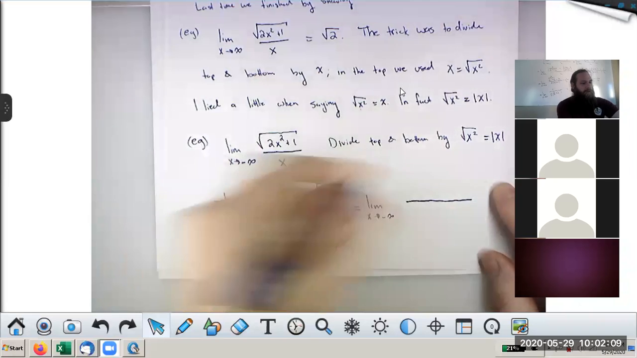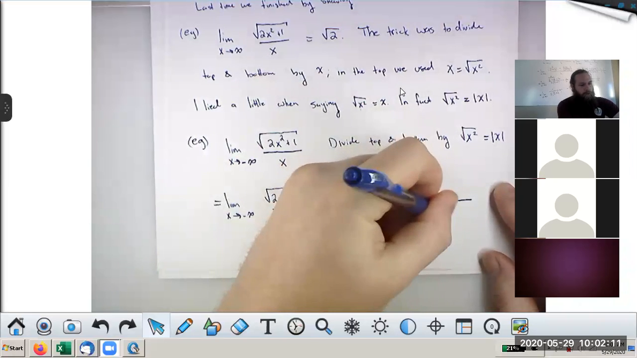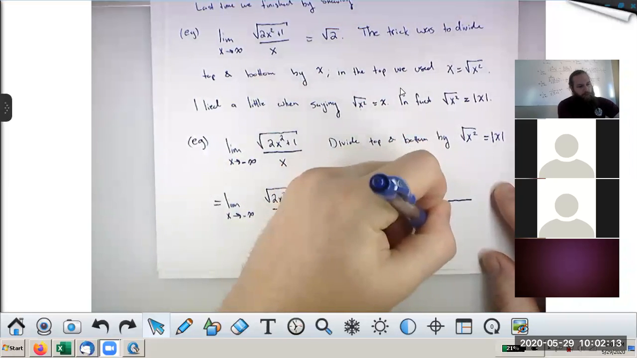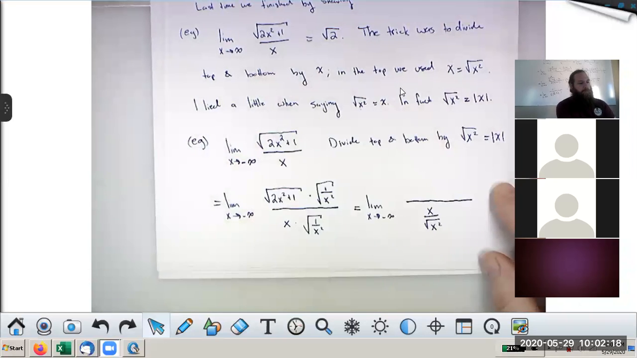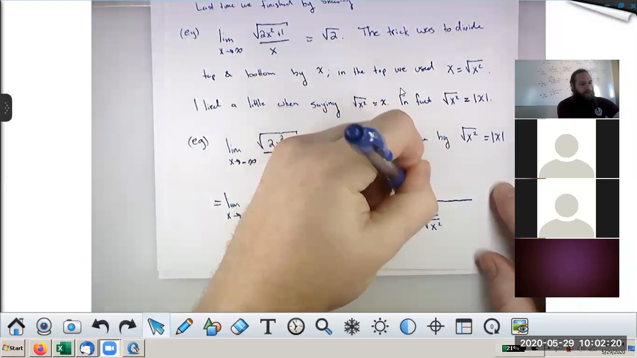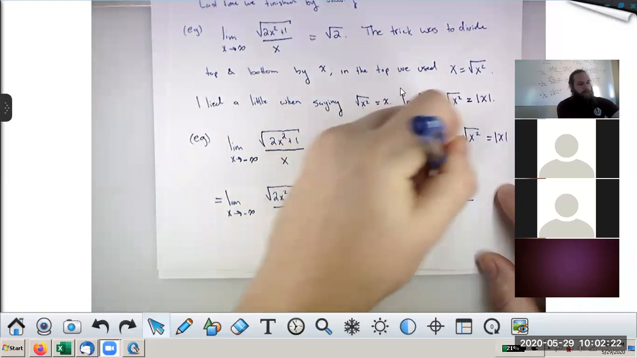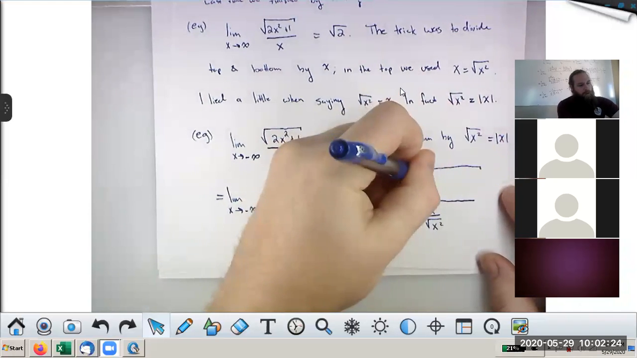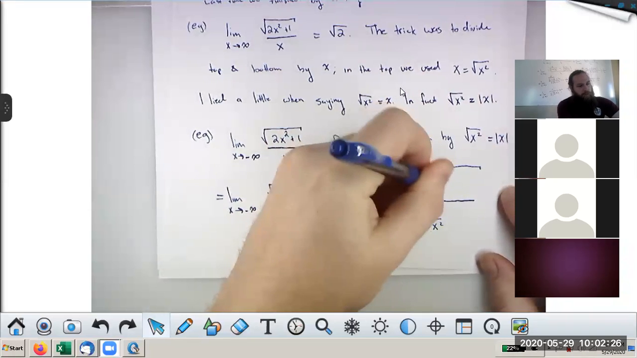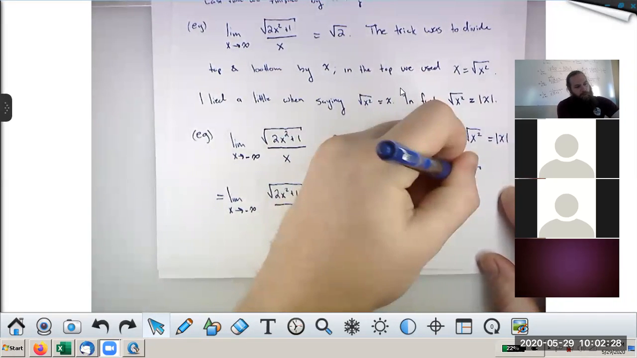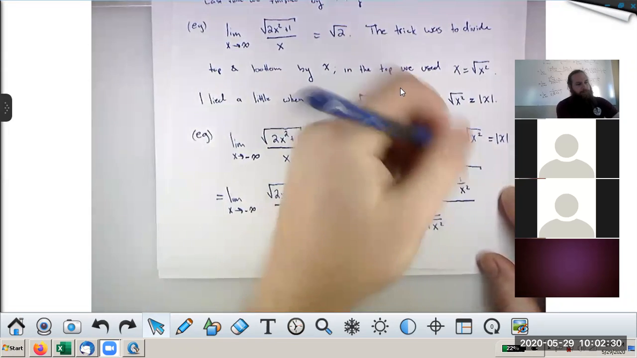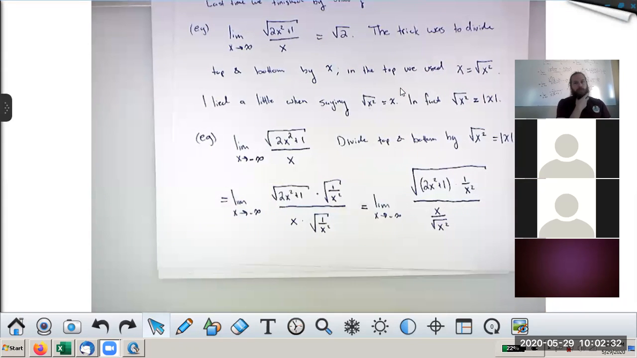So I'll treat this as x over the square root of x squared, because that's what it is, right? The square root of 1 is 1. And upstairs here I'll merge the two square roots, and I'll have 2x squared plus 1 times 1 over x squared. So first I want to make sure, is everybody following the algebra so far?